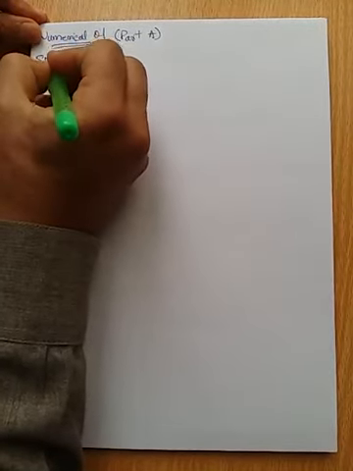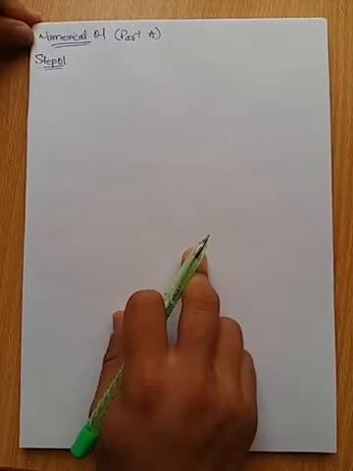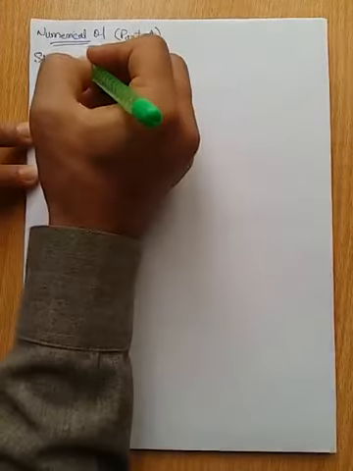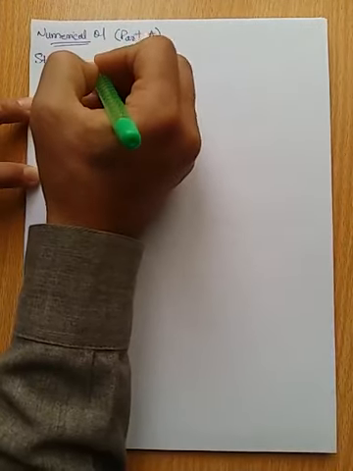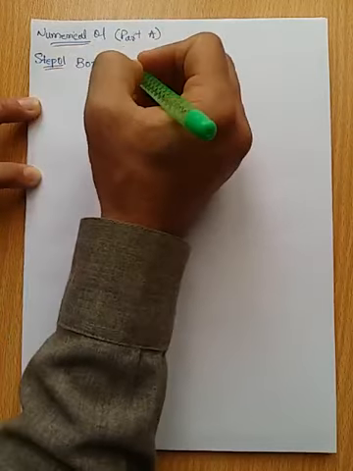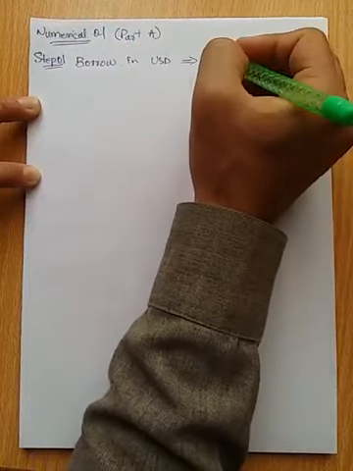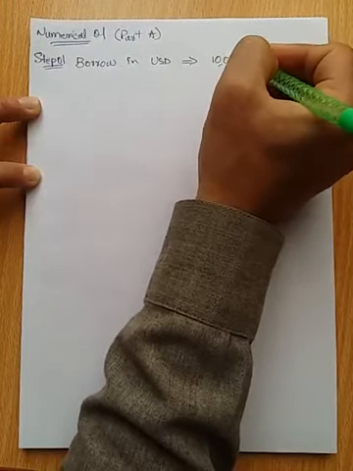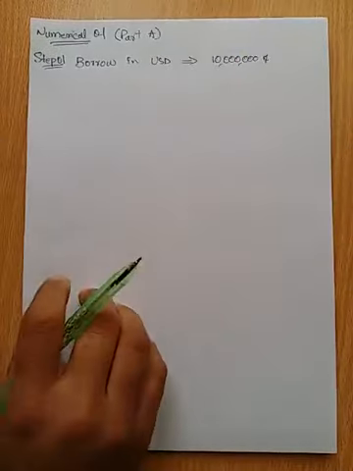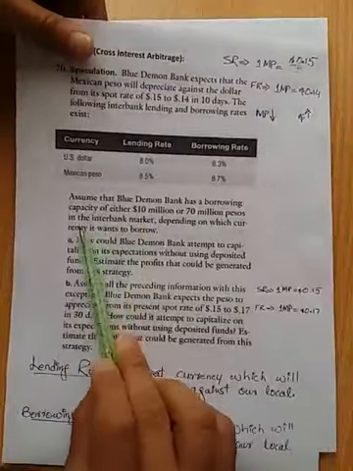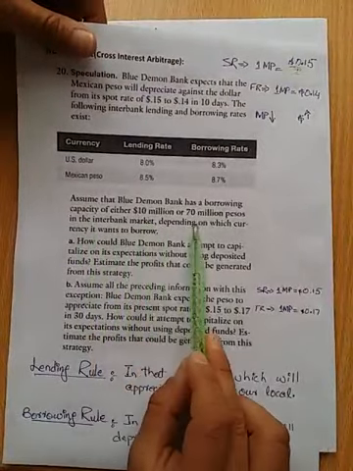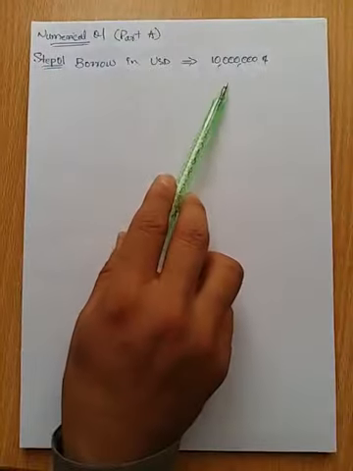Okay, now what we will do, step number 1. If I am investing money in Mexican peso in this numerical, then I have to take a loan in American dollars. So I will write here, borrow in USD. How much must be borrowed? We will borrow 10 million US dollars. Okay, how did I know 10 million US dollars? Because of the question. If you see here, it says the borrowing capacity is either $10 million or 70 million peso. So I will borrow 10 million US dollars.